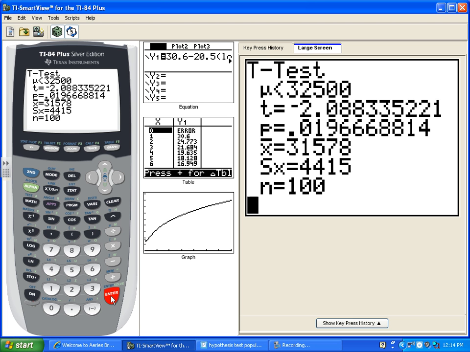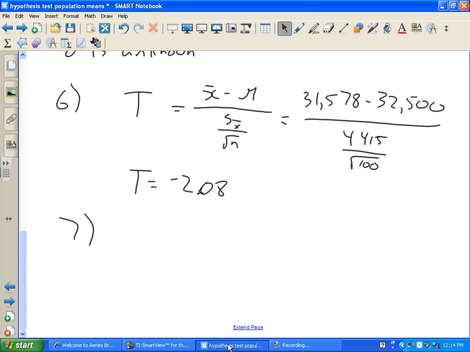The t-score is negative 2.08. Our p-value, we'll call it 0.02. We're going to round that to 0.02. So our p-value is approximately 0.02. The other thing that we need with the t-test is n-1 degrees of freedom. So I'll say with 99 degrees of freedom. Think about that if you're pulling it off the formula sheet. Your calculator will calculate the degrees of freedom for you. P-value is 0.02.